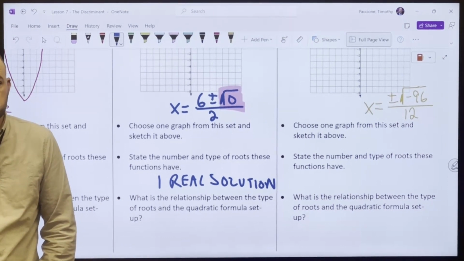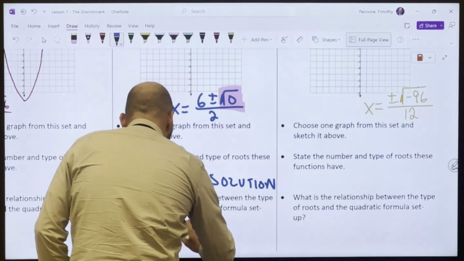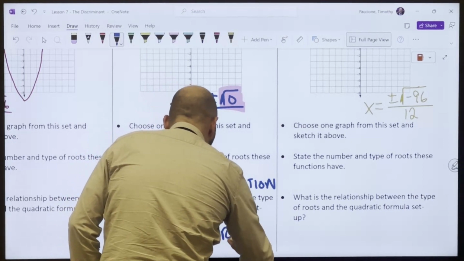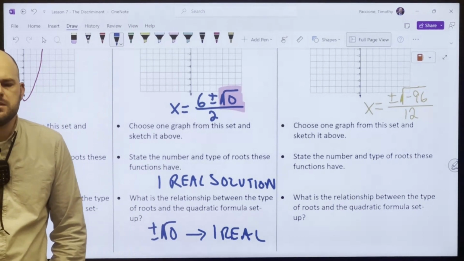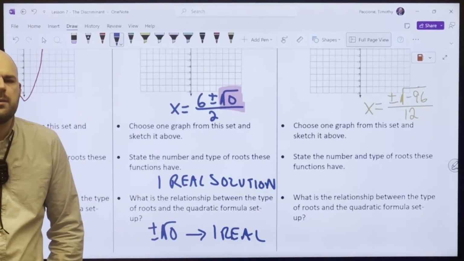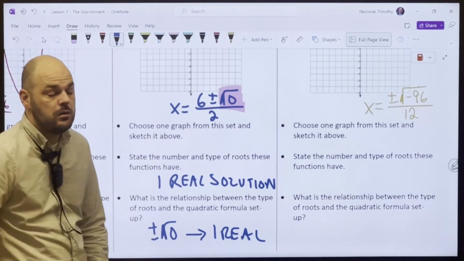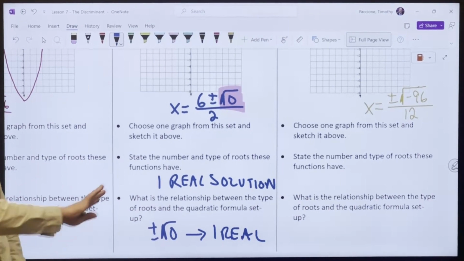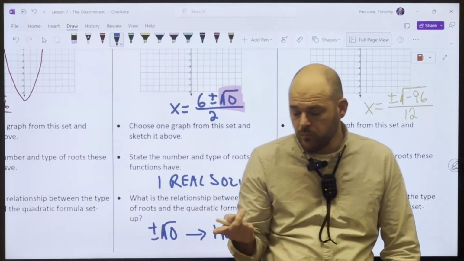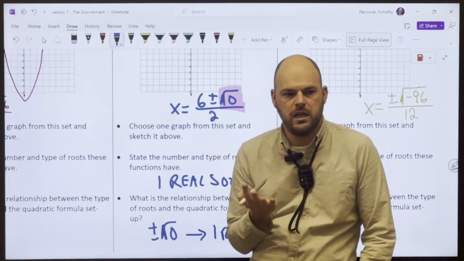If you have a plus or minus square root of 0, that will give you one real solution. And before we move on from this, anybody know why that happens? Why do you think that will always happen? Because a number multiplied by 0. Well, it's not multiplying, it's adding, but you're close. Is it because only 0 goes into 0? Kind of. Think about what plus or minus means. You're adding or subtracting 0. Is that going to change anything?